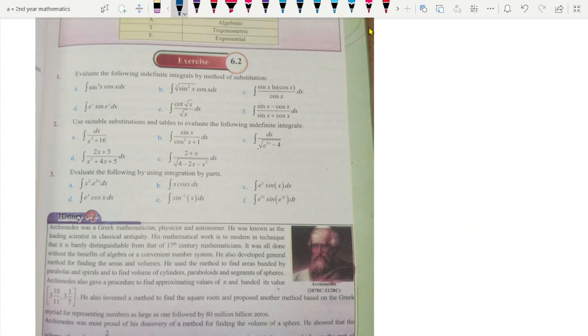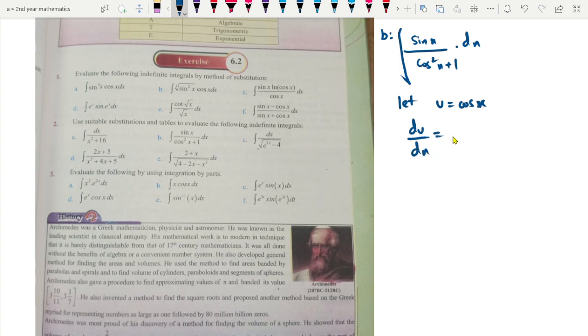So we have the next question: integral of sine of x divided by cos square x plus 1 dx. So simply let u is equal to cos of x. Okay, so du divided by dx is equal to minus sine x. So du is equal to minus sine x dx.